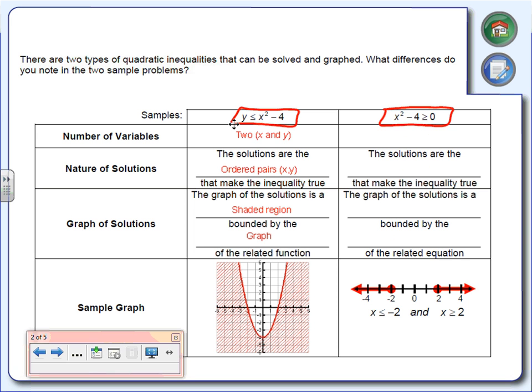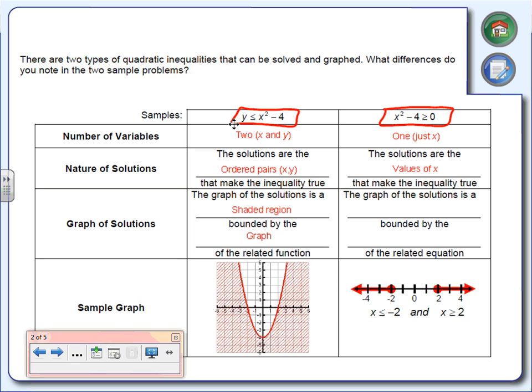Now, if you look at the other example they gave us, the other one has a 0 rather than a y. So we only have one variable on this, and the variable we're working with is x. And because there's only one variable, because there's only an x, the solutions are going to be the x values that make the inequality true. So now we're only looking for x. We're not looking for ordered pairs. We're only looking for x values.